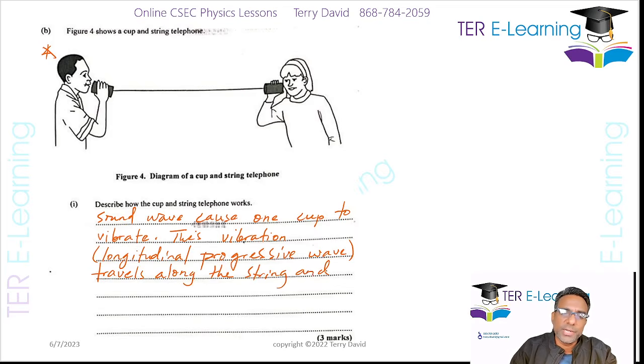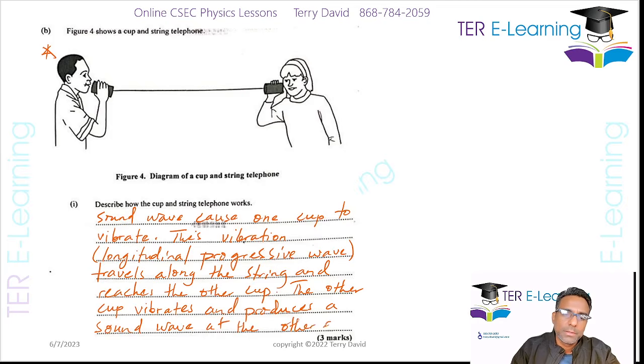and reaches the other cup. So it reaches the other cup, and what happens here is that the other cup vibrates and produces a sound wave at the other end. So any explanation that says exactly what's happening here works.